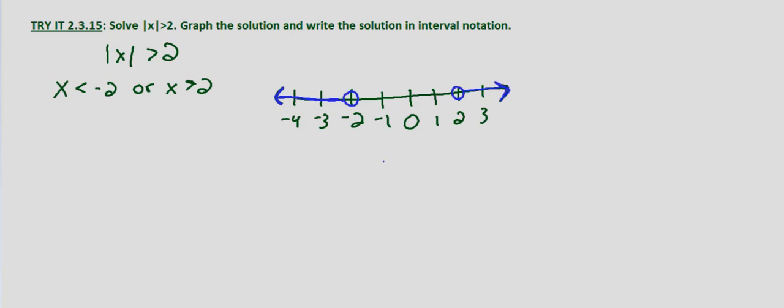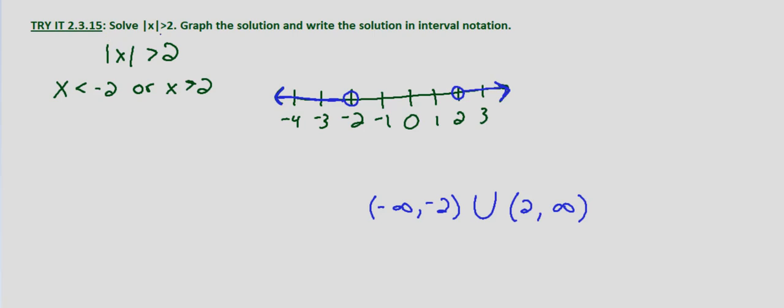And then finally, in interval notation, we're starting at negative infinity. We're going up to but not including negative 2. So again, a parenthesis instead of a bracket. And that's going to be combined with, so the union, 2 non-inclusive to infinity.